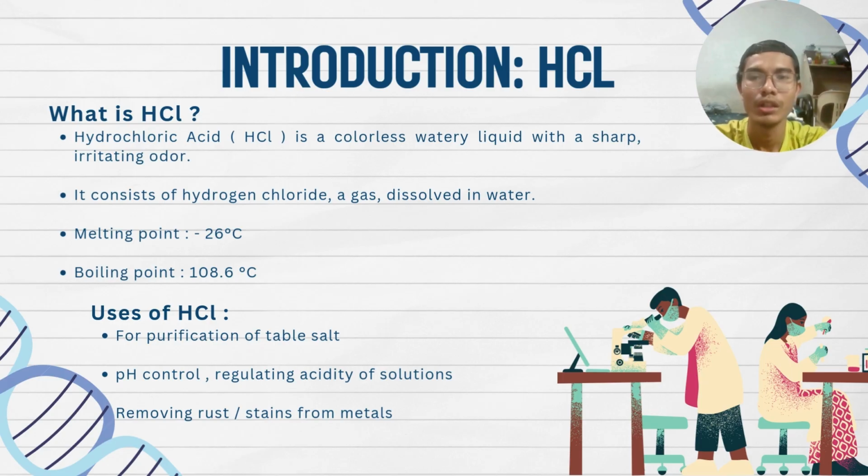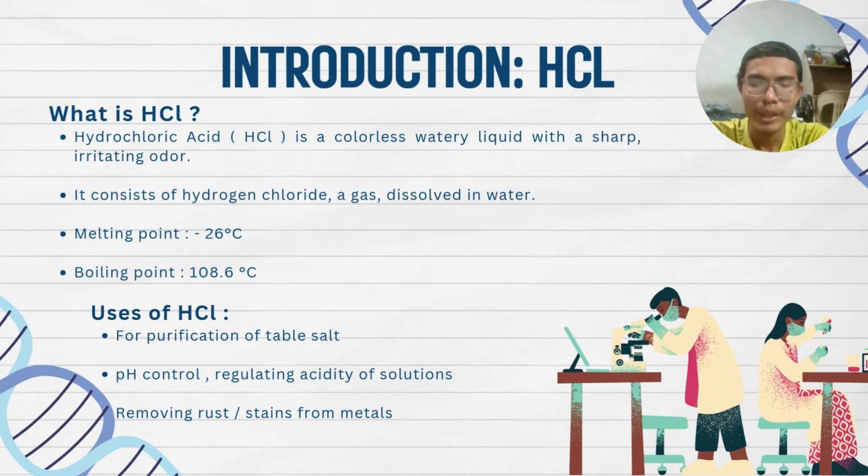Alright, let me introduce you about what is actually HCl. HCl or hydrochloric acid is a colorless watery liquid with a sharp irritating odor. It consists of hydrogen chloride, a gas dissolved in water. Its melting point is about negative 26 Celsius, and its boiling point is 108.6 Celsius.